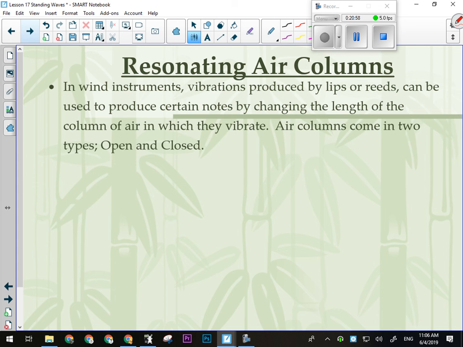Most wind instruments are open air columns, open at both ends. The simplest ones are closed air columns. They're closed at one end and open at the other. So if you were blowing across the top of a bottle, that's a closed air column. It's a pretty simple instrument.